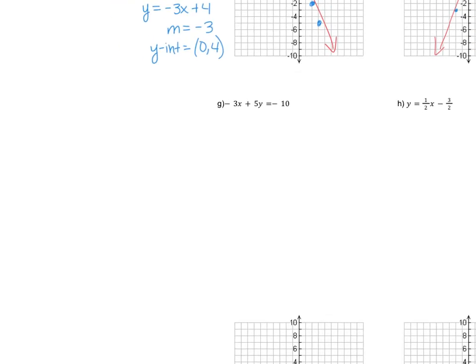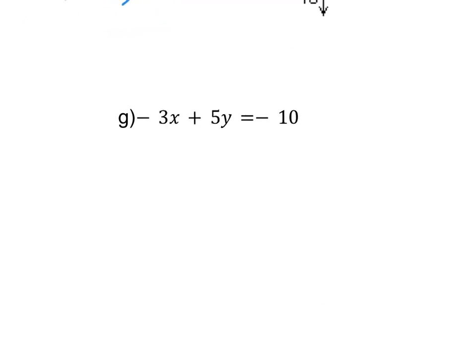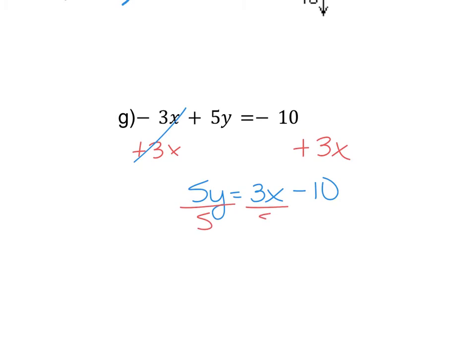All right, G, let's see. I need to get this in slope-intercept form. So let's add 3x to both sides. Those cancel. I have 5y equals 3x minus 10. All right, I need to divide everything by 5. So those cancel. Have y equals 3/5. Can you simplify? No. So leave it. Negative 10 over 5 would give you negative 2.